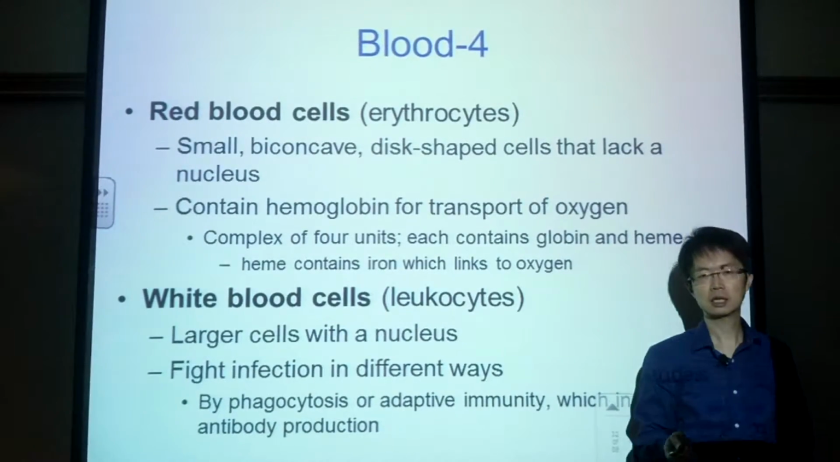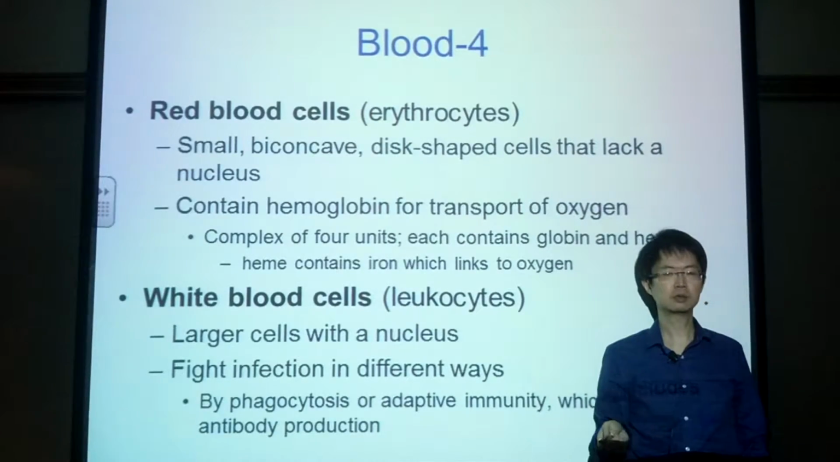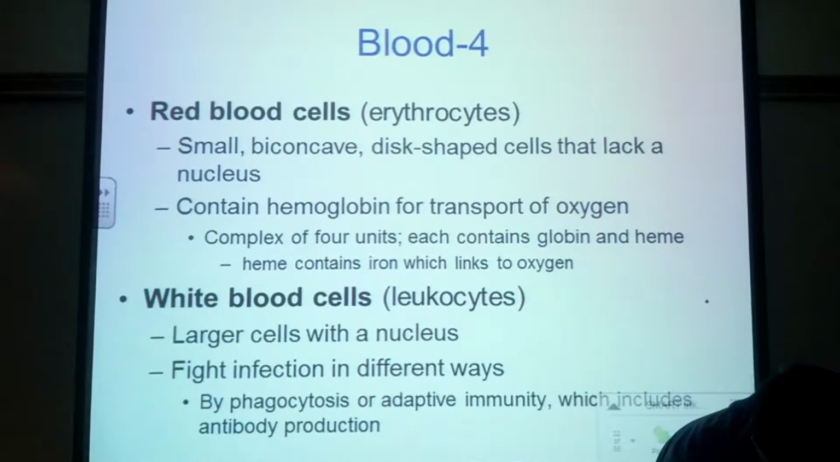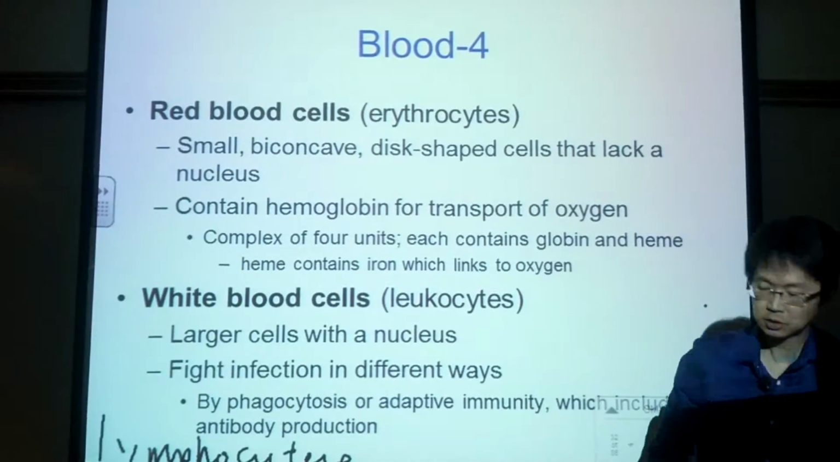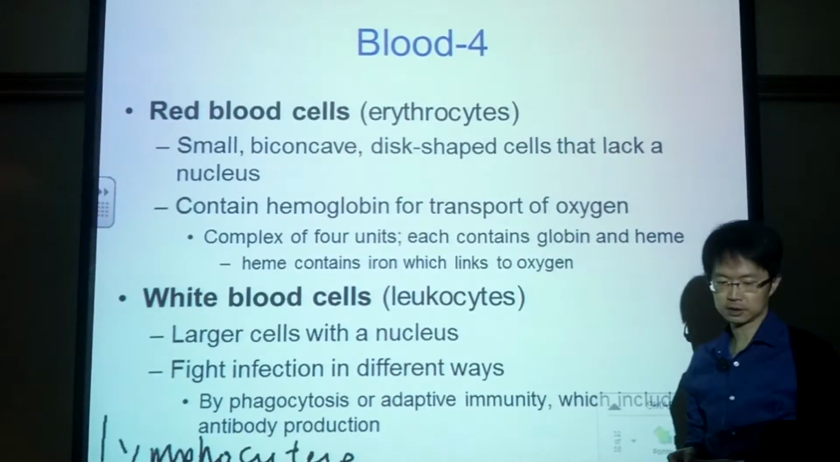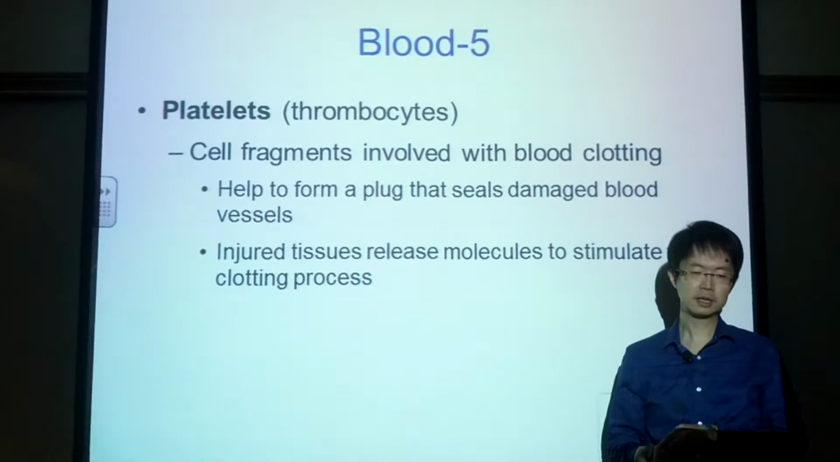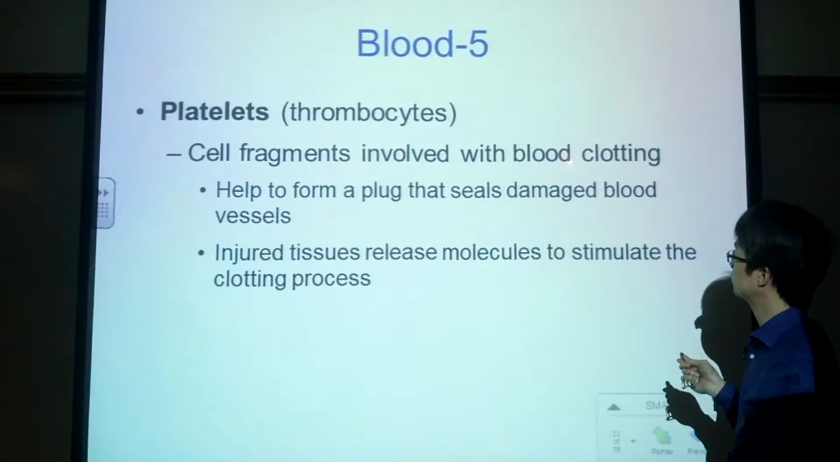Yes, there's a form of white blood cell called lymphocyte. Lymphocyte is the one that produces antibody. So lymphocyte produces antibody. And then you have platelet. Platelets, called thrombocyte. Platelets are cell fragments involved in blood clotting.